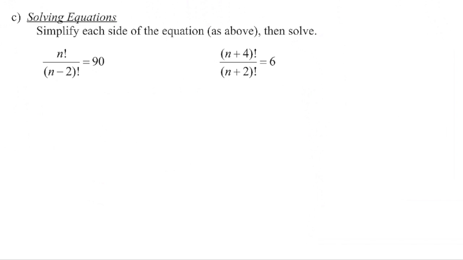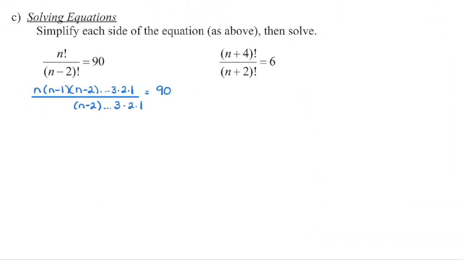And finally, we're going to solve some equations that involve factorial notation. So the first thing that you want to do is get rid of the factorial notation. So we're going to actually begin with the factor we see, and we're going to start writing them out. So in the numerator, we have n factorial. I'm going to go down 1.